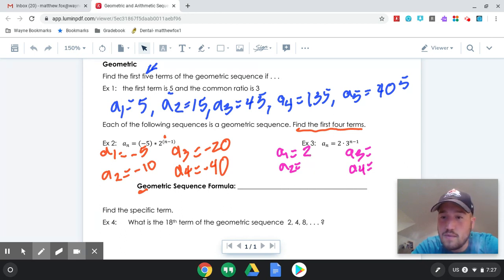Second one, A sub 2. Put a 2 in there. 2 minus 1 right here. We plug in the 2 for the n. 2 minus 1 is 1. 3 to the first is 3. 3 times 2, that gives us 6.